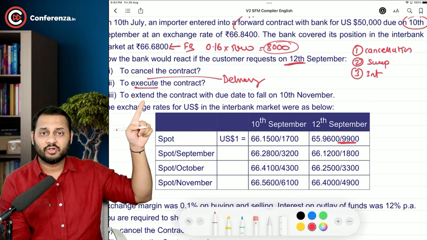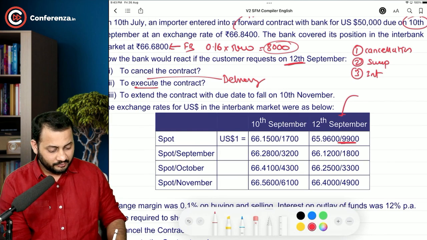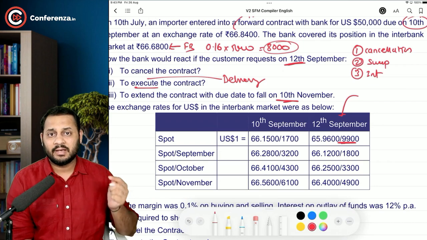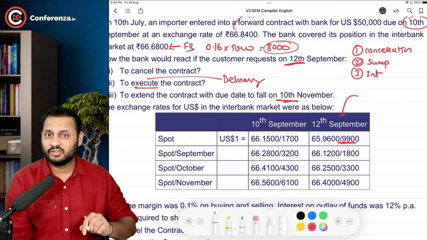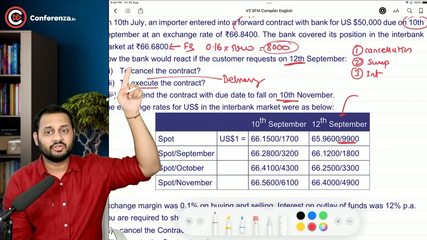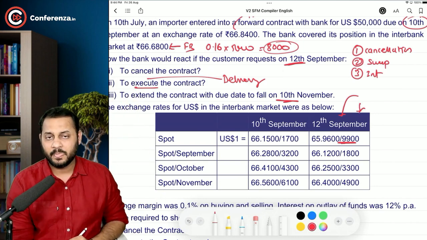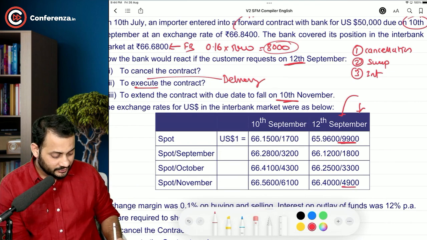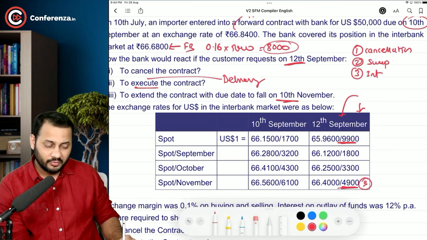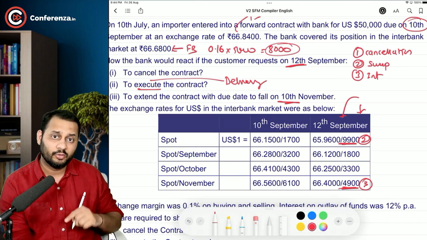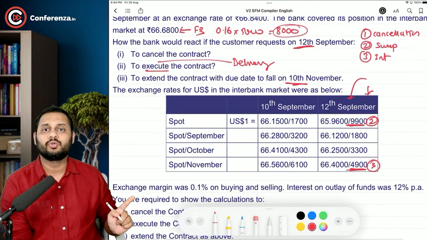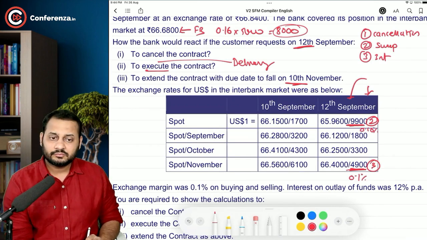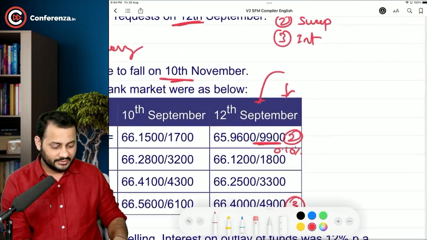If he wants to extend the contract, that means on 12th of September, he is asking for a 10th of November contract. That means he will come and buy the dollars on 10th of November. But this request has been placed on 12th of September, so this column is required. And now on November, he is going to buy, we are going to sell at this rate. So in the third case, this rate will be applicable. In the second case, this rate will be applicable. Both of them are ask rate. Margin will be added to that. 0.1%, 0.1%. That's it. So this is the forward rate simply. But in this case, there will be an outflow.